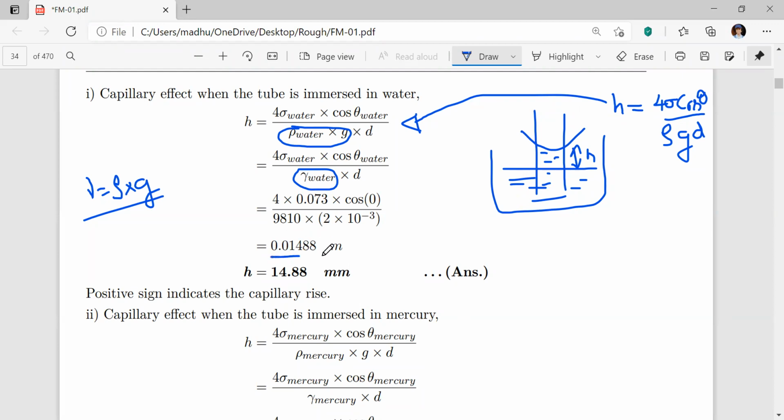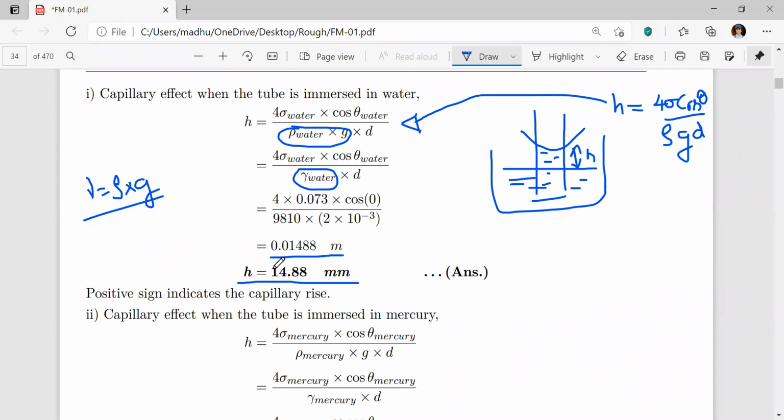0.01488 meter. Okay. Generally, we express capillary rise or fall in terms of millimeter because it is a very small value. Therefore, I will convert it into millimeter. In order to convert it into millimeter, you have to multiply with 1000. Meter to millimeter, multiply with 1000. Millimeter to meter, multiply with 10 to the power of minus 3 or divide by 1000.